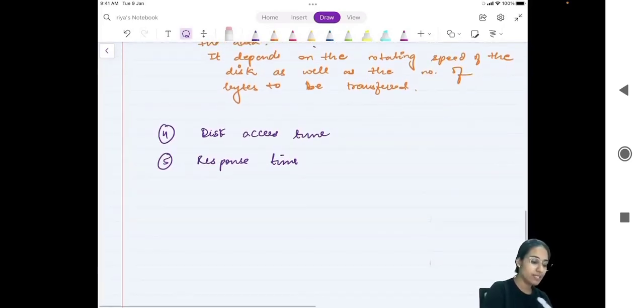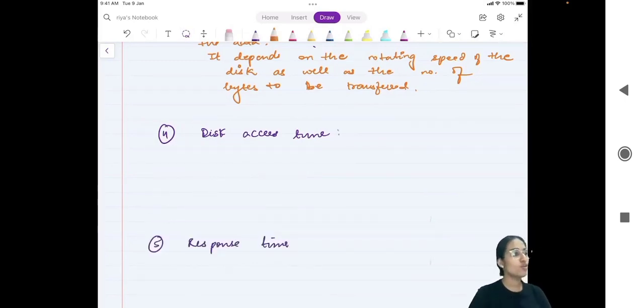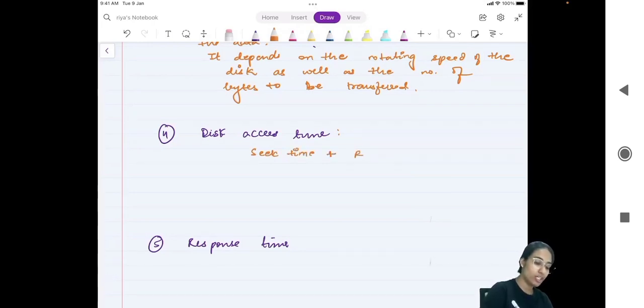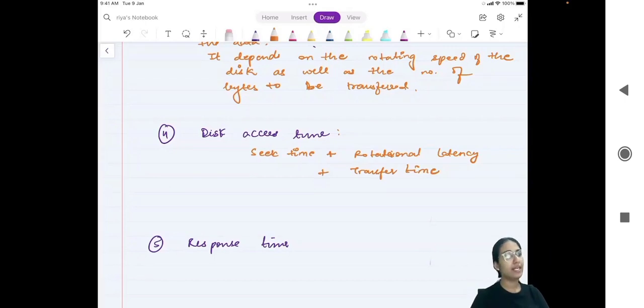Next, let's talk about disk access time. So what exactly is disk access time? It can be defined as the summation of seek time plus rotational latency to locate the sector plus the transfer time. So the summation of all the above three times gives you the disk access time.